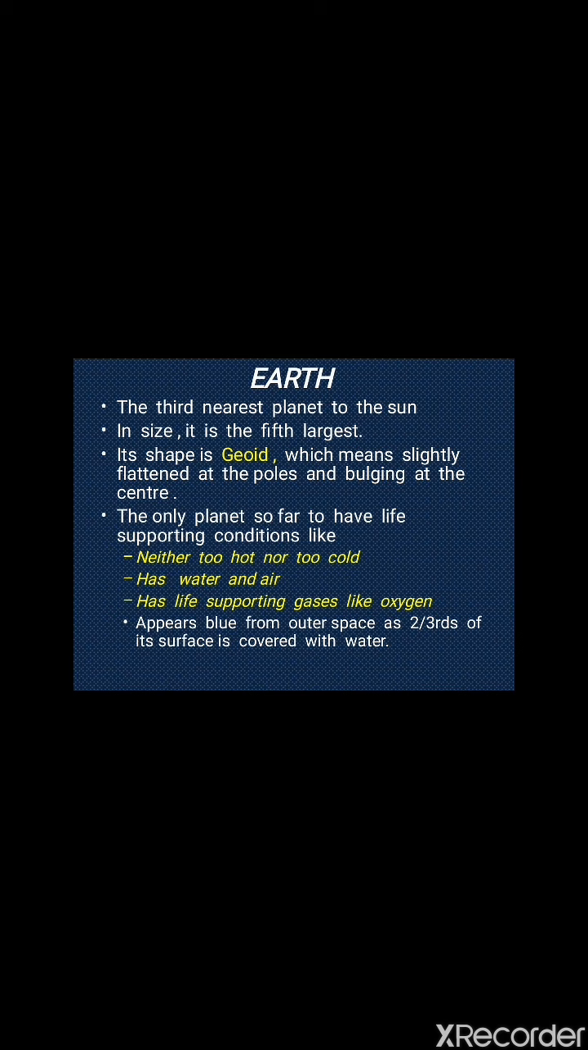Now, from the outer space, as you all must have seen images, the Earth appears to be blue in color. And that is because 2/3 of the surface of the Earth is covered with water bodies, which are the oceans. And that is why Earth is also referred to as the blue planet.